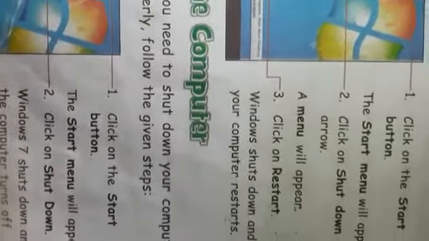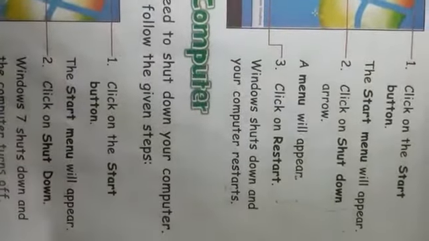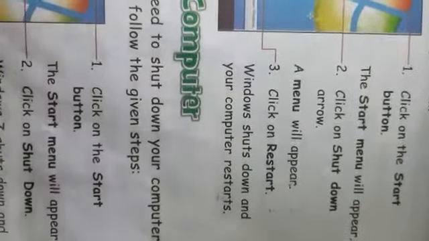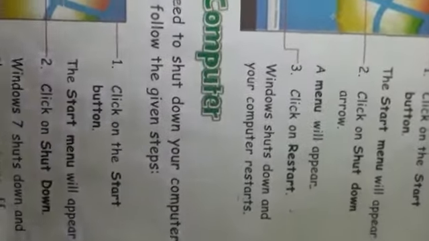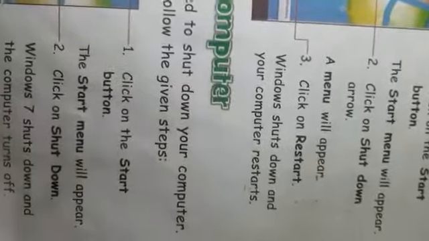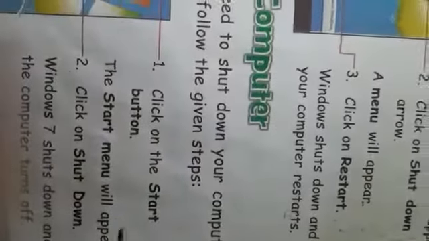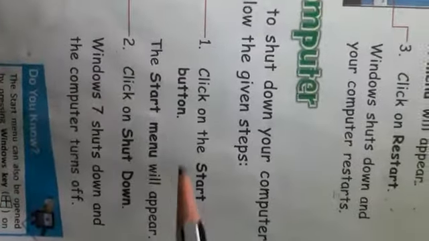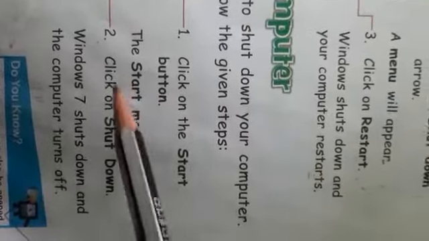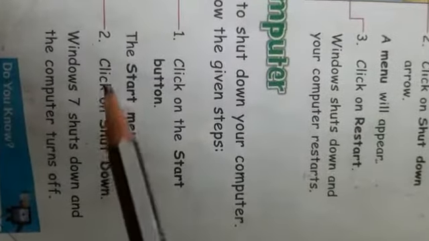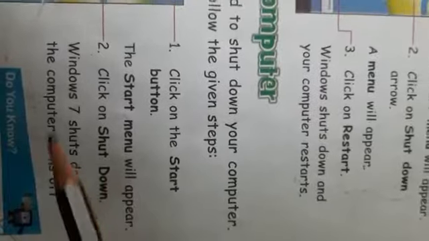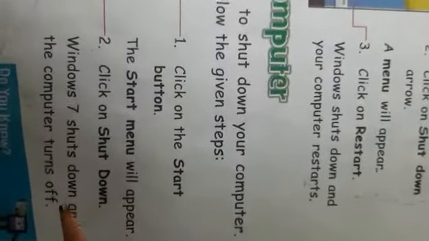Our last topic is shutting down the computer. Now, when our work is complete, we turn off the computer or shut down the computer. Let us see how we can shut down the computer. First of all, click on the start button. The start menu will appear again. Then click on the shutdown option. Windows 7 shuts down and the computer turns off.